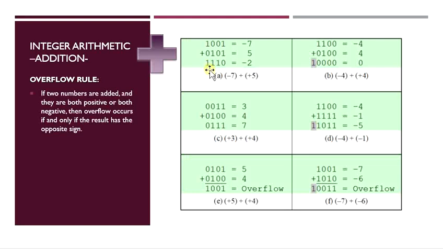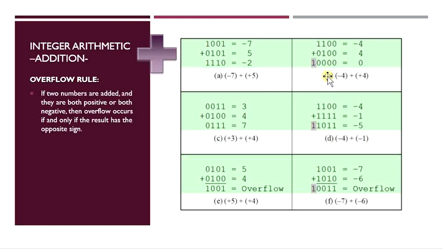How do you know that this is the correct result? You need to convert back to the 2's complement. When you convert to the 2's complement, you will get the number 2. And since the MSB is 1, this is the negative sign. So the result is negative 2. All right, so that is the simple, straightforward operation for addition.